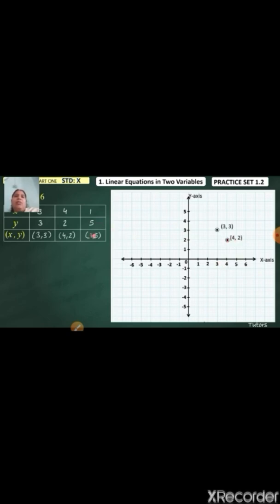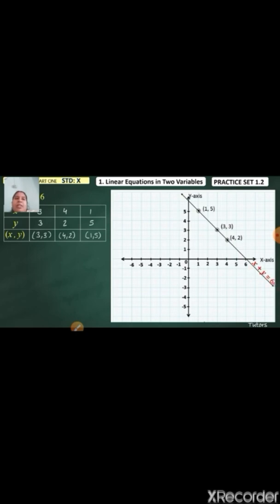The last value, that is 1 and 5. Again x-axis 1, y-axis 5. So this is my required point 1, 5. Once you have finished with all this, draw a line passing through these points. You can see all these points are collinear and you can draw a line. The line is drawn. Write the equation above this line. Okay, so that equation is x plus y is equal to 6. You have to write it above the line which you have drawn.